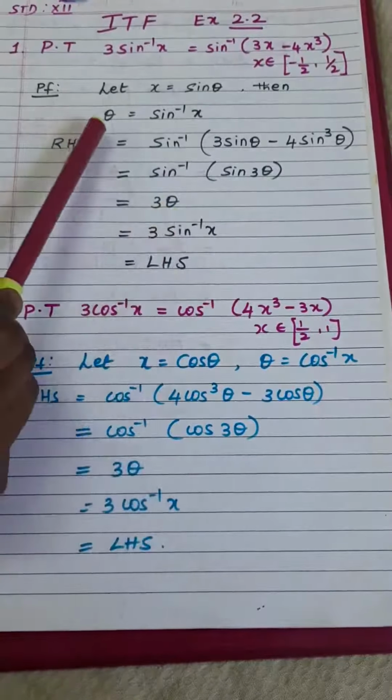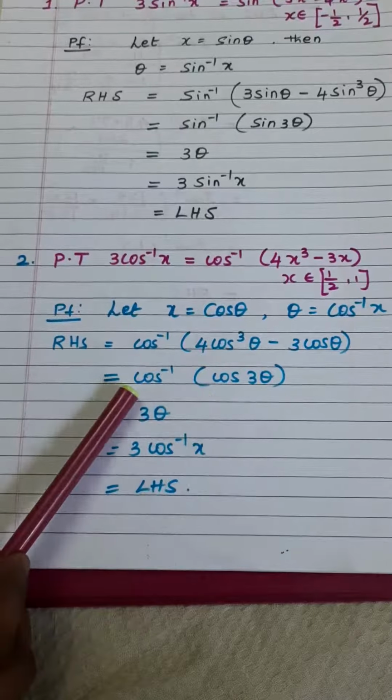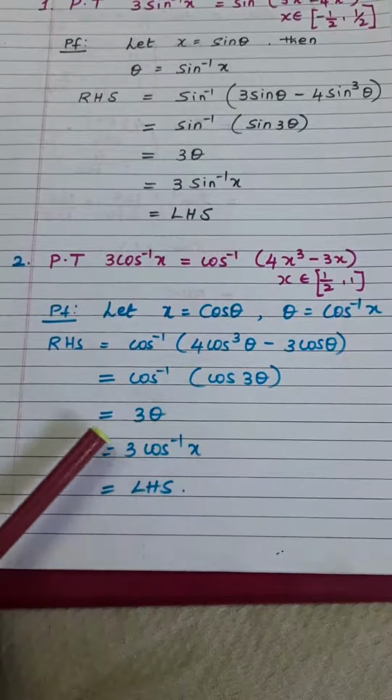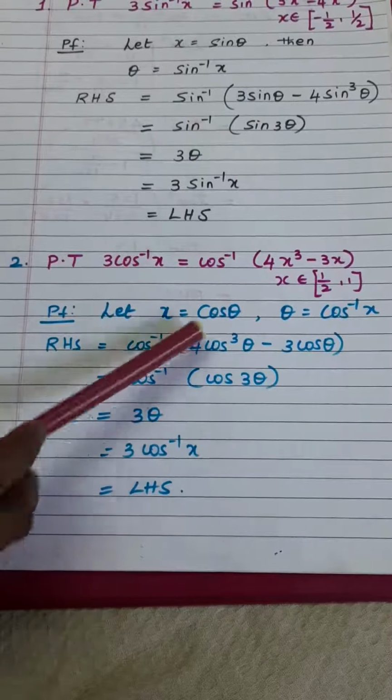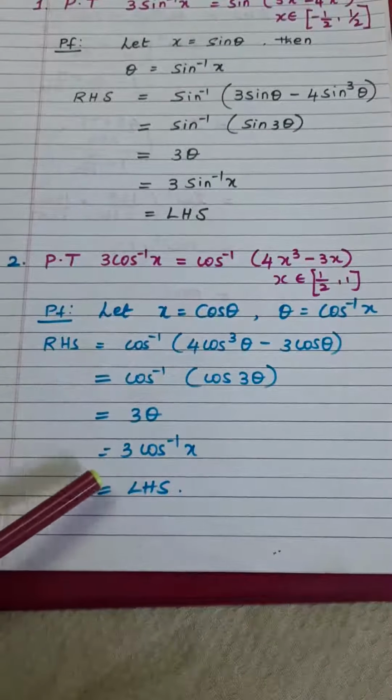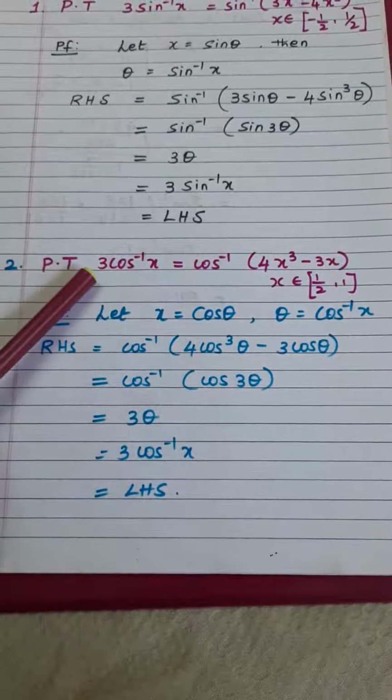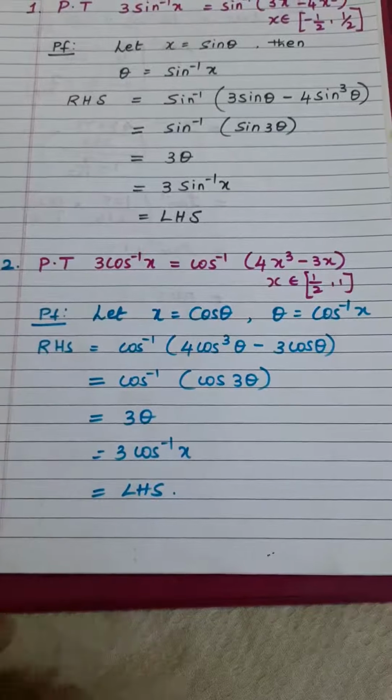Now take RHS, substitute the x value: 4 cos cube theta minus 3 cos theta. This is the formula for cos 3 theta. Then cos inverse of cos 3 theta will become 3 theta. Theta is cos inverse x, so it equals 3 cos inverse x. That is the required LHS. Hence the proof is over. Now we will see the next problem.